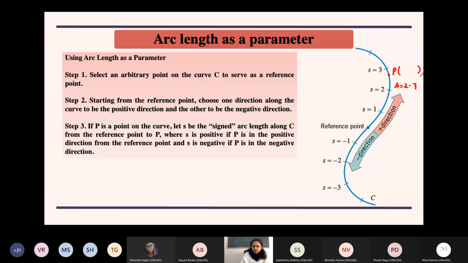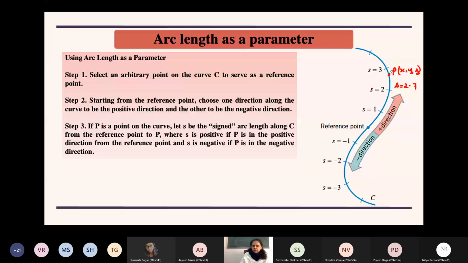So the next thing which we'll see is how to express the x, y and z coordinates. What is x in terms of s? How do we find that? What is y in terms of s? And what is z in terms of s? So how to find the representation of x, y, z in terms of this new parameter s, where s is nothing but the arc length from the reference point to that point.